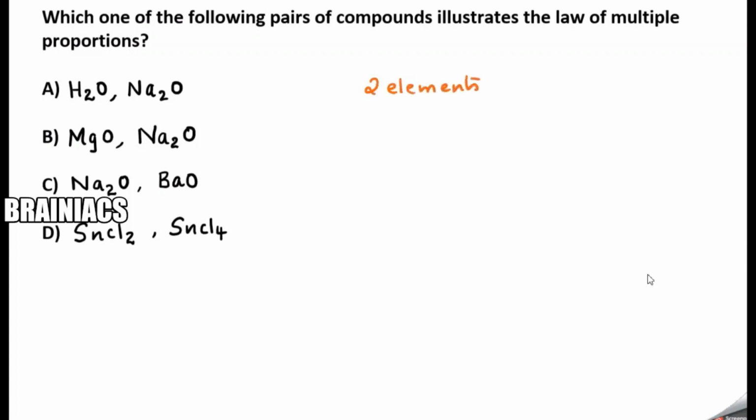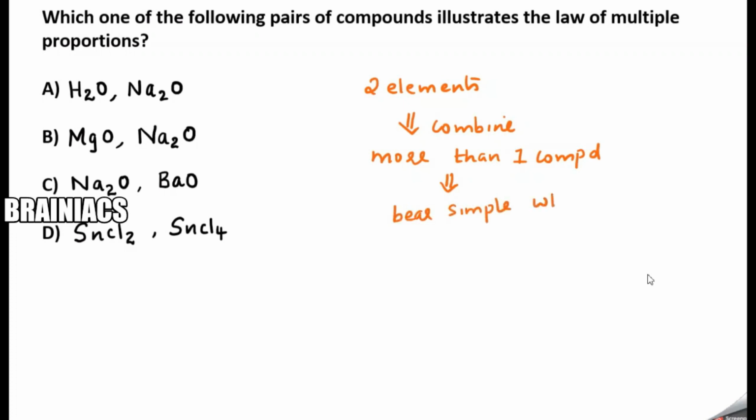They combine to form more than one compound. Then what it is stating is that the fixed mass of one of the elements combines with a variable mass of the other. So they are making the mass of one of the elements fixed, and if you take the mass ratio of the other element, it will bear a simple whole number ratio. We say this is Dalton's law of multiple proportion.